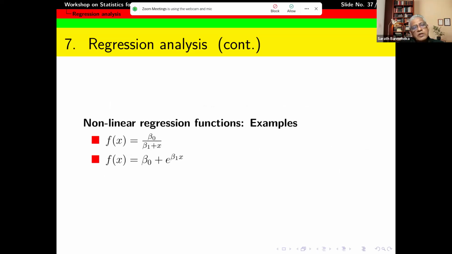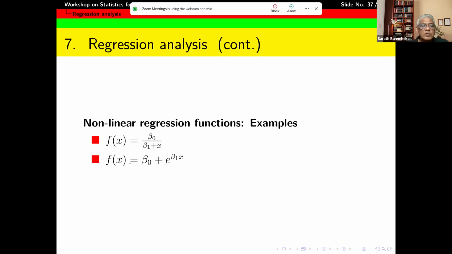On the other hand, if you consider, for example, these two functions, f(x) equals beta naught divided by beta 1 plus x, these are the same as beta naught times (beta 1 plus x) to the power minus 1. If you expand, for example, you will see that it contains beta 1 to the power negative 1, beta 1 to the power negative 2. That kind of powers will be appearing for the same parameter. So therefore, it's not a linear regression function. It's a non-linear regression function.